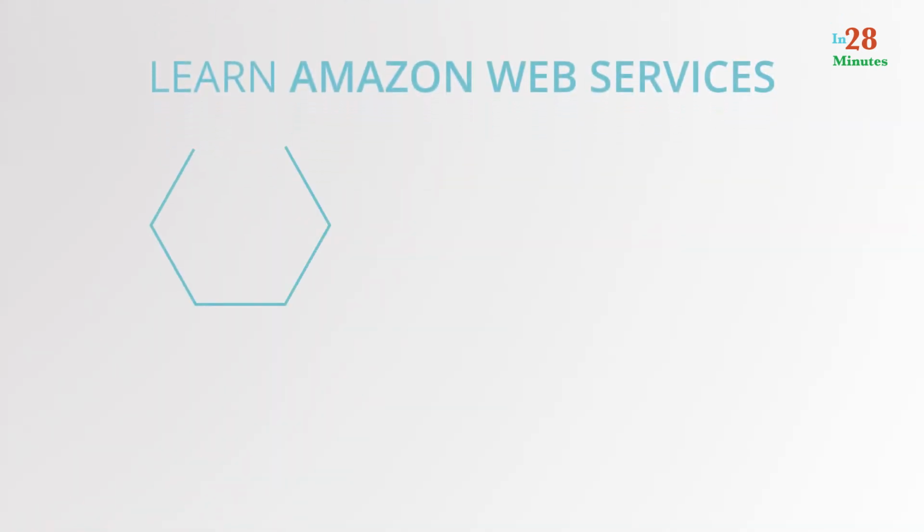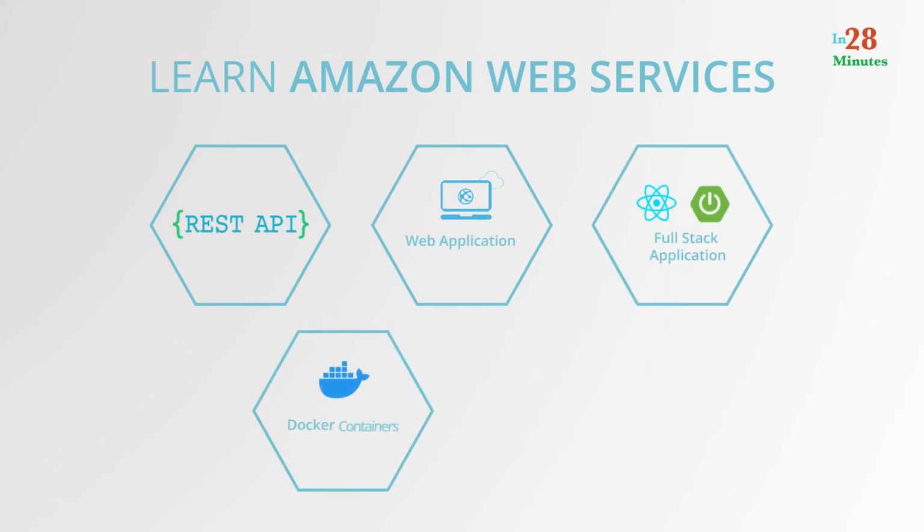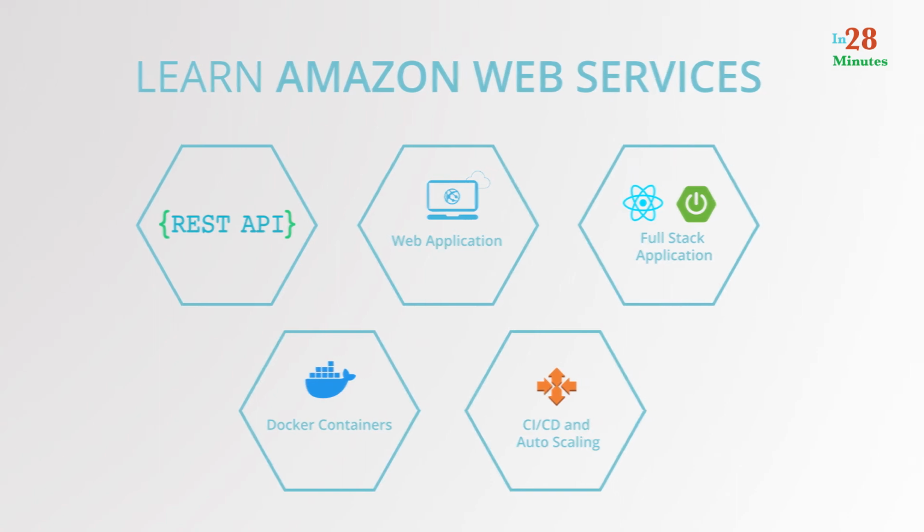You will learn AWS by deploying a REST API, a web application, a full stack application built using Spring Boot and React. You'll learn to deploy a few Java Spring Boot applications containerized using Docker to AWS. You'll learn to implement load balancing, auto-scaling, and continuous delivery for your applications in AWS.